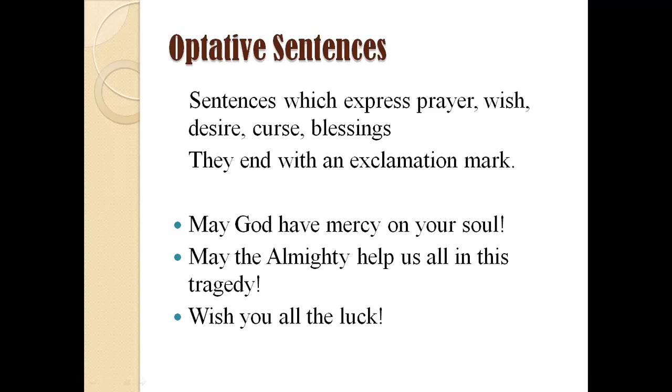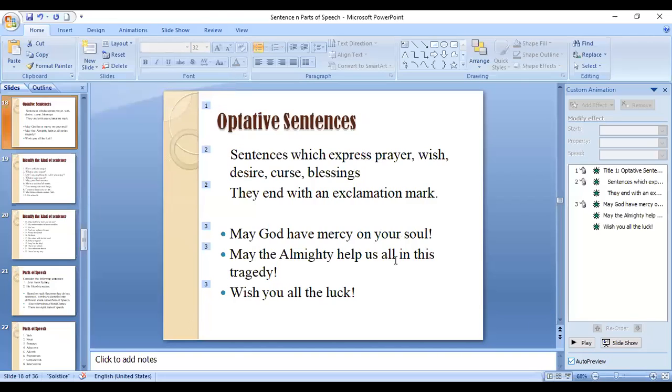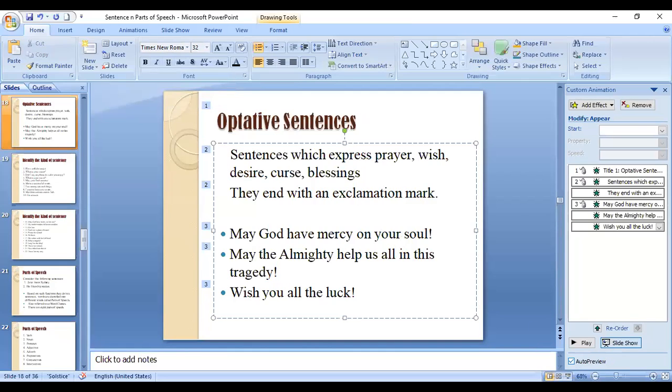So here you have some blessings and prayer. You have a blessing, you have a prayer, and then you have a wish, isn't it? Somebody's wishing, right? So such sentences are called optative sentences. Clear? Did you all understand the kinds of sentences? Any doubts?